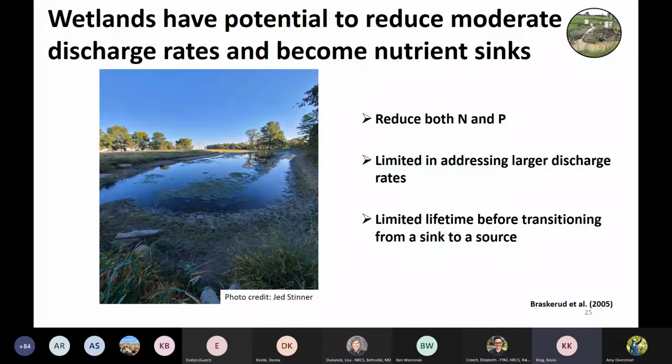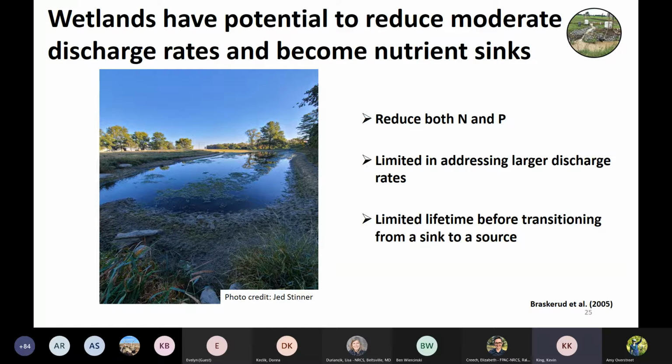Wetlands have potential to reduce moderate discharge rates and become nutrient sinks. Research has shown wetlands to be a good mitigation approach for both nitrogen and phosphorus. However, wetlands are limited in addressing larger discharge rates and have a limited lifetime before transitioning from a sink to a source. This is especially true for phosphorus and is dependent on the concentration and load being delivered to the wetland. The typical lifetime with moderate phosphorus loads is 10 to 15 years.